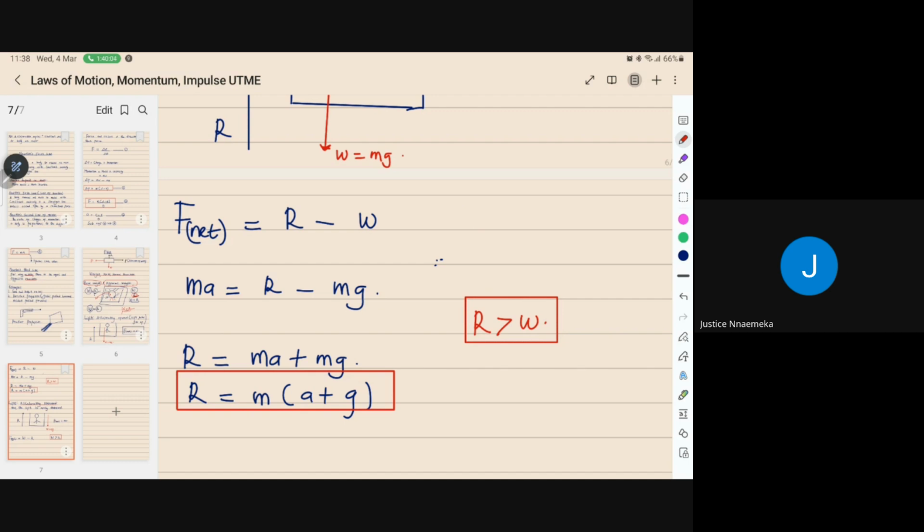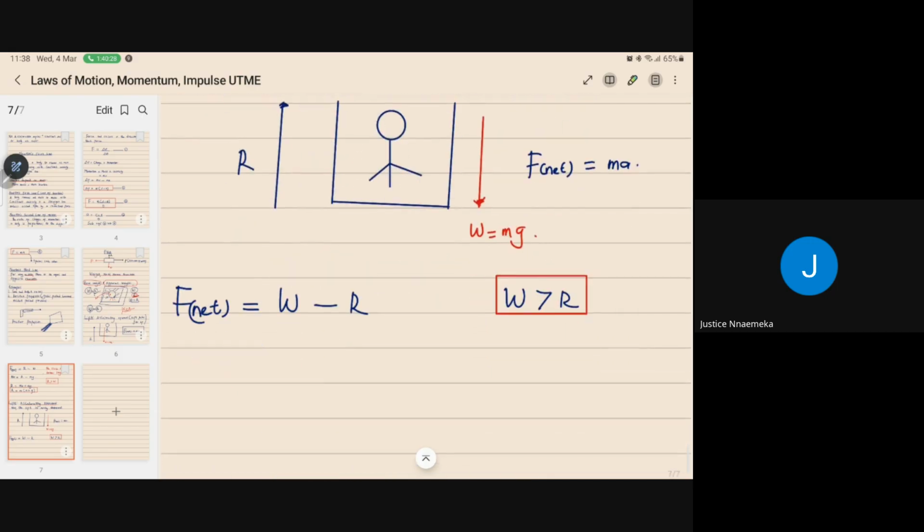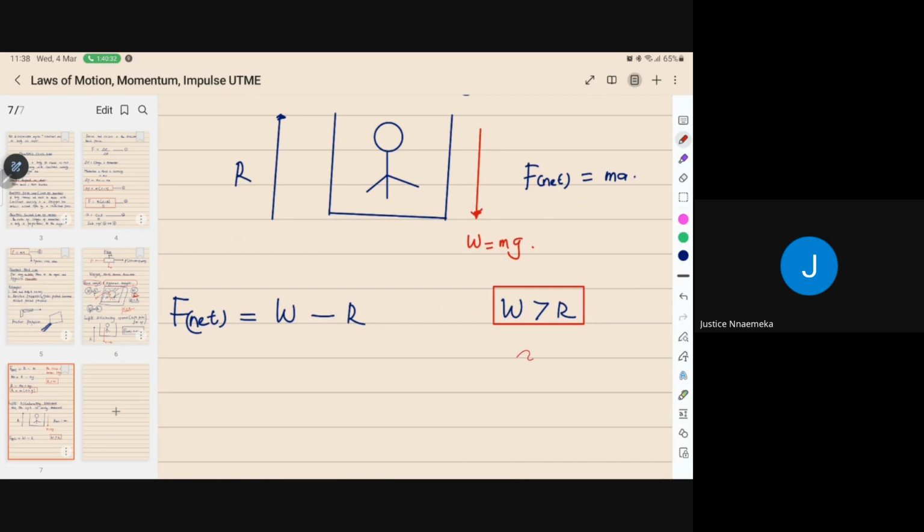Let me write it right here. The scale reading, which is your apparent reading, becomes larger, because what your scale is measuring is the R, which is the force the scale is exerting on you, not your W. Now, for the second part, W equal to mg, the scale reading becomes smaller.